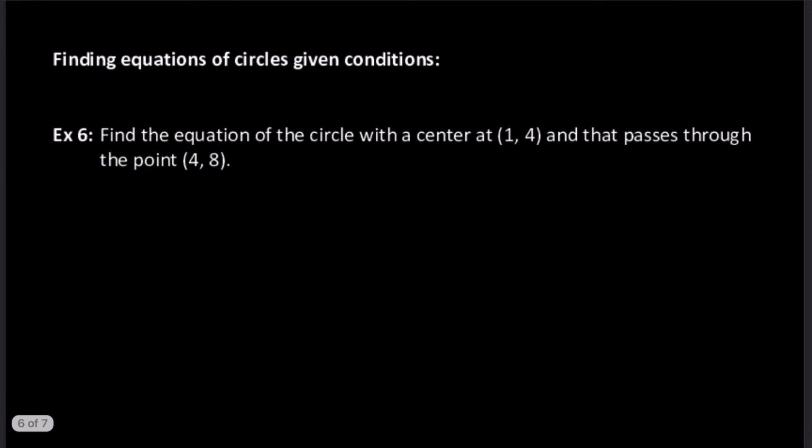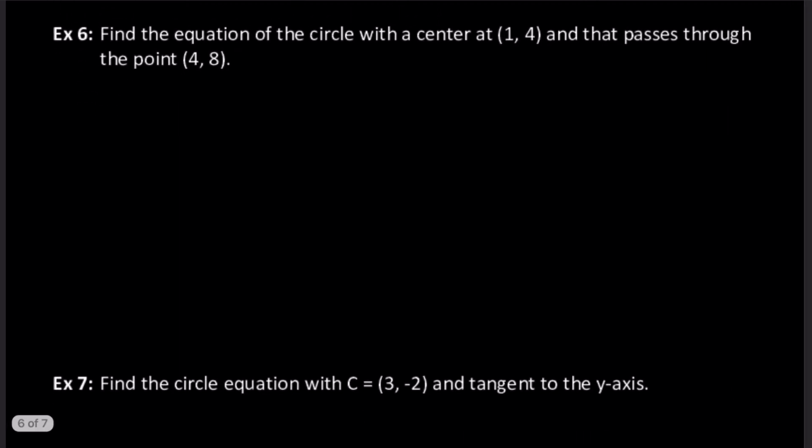A little bit more challenging now. I want to find the equations given certain conditions. So the first one says, find the equation of a circle with a center at 1, 4 that passes through the point 4, 8. All right, well, how do I do that? Well, I'm going to make a sketch here.